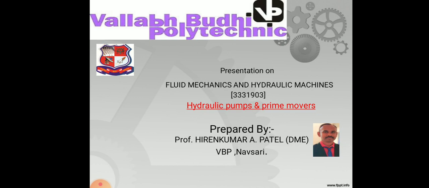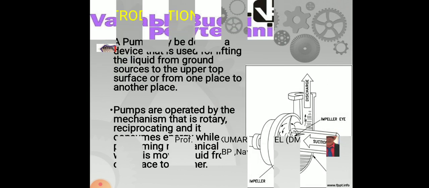Today we learn fluid mechanics and hydraulic machine, which code is 3331903, and we are discussing hydraulic pumps and prime movers.